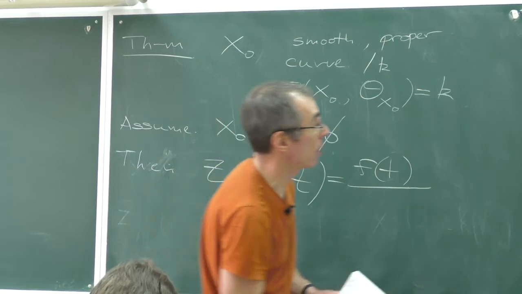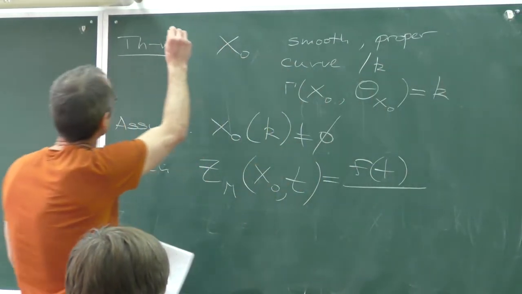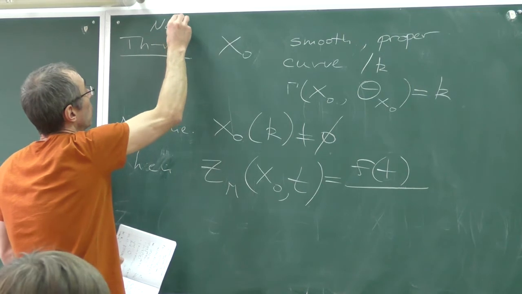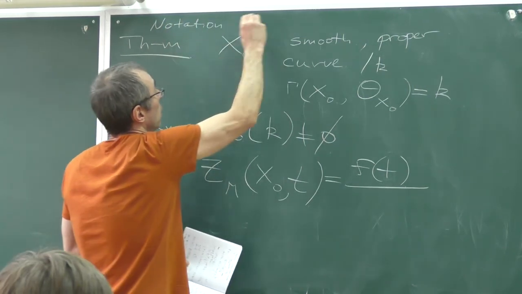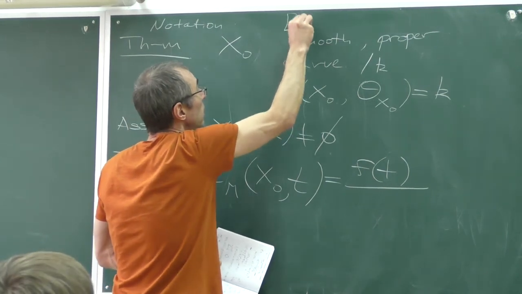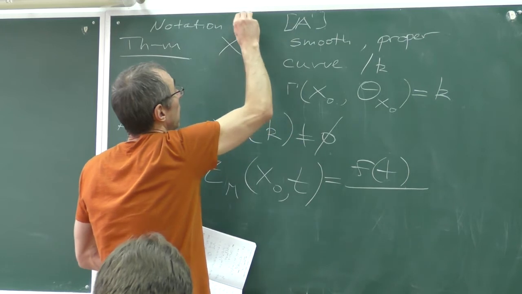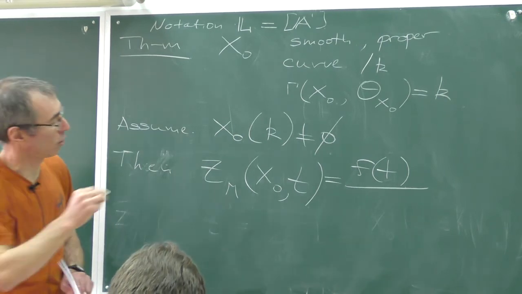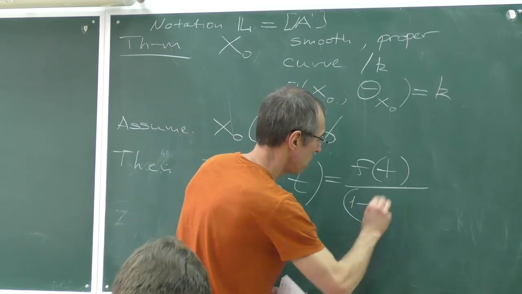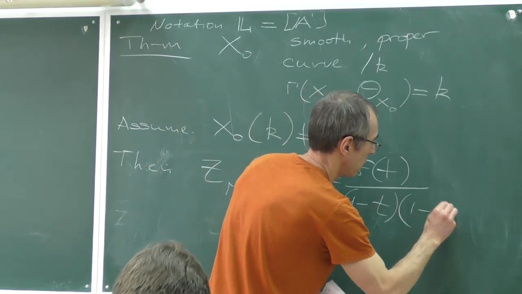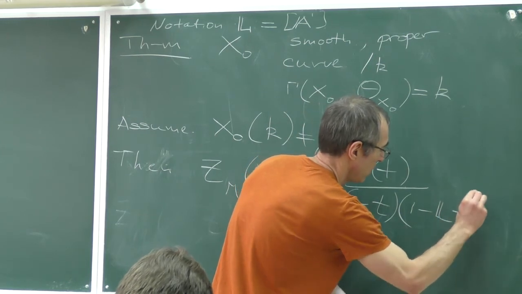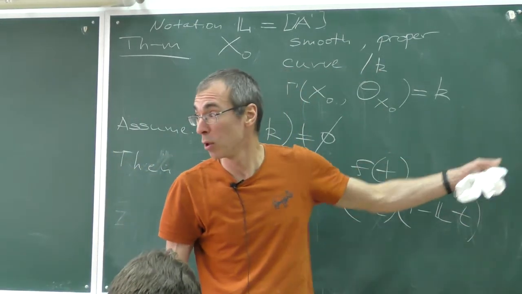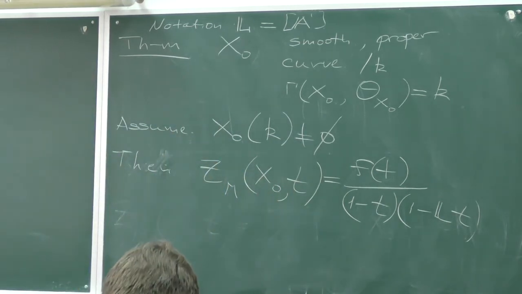Moreover, it has the form f of t over, yeah, one more notation here. Sorry. So let me write this here. I will denote the class of the affine line by L. That's okay. So then the formula here is f of t over (1 minus t)(1 minus Lt). So note that under this evaluation homomorphism, L goes to q. So I recover the formula that I have. Okay?